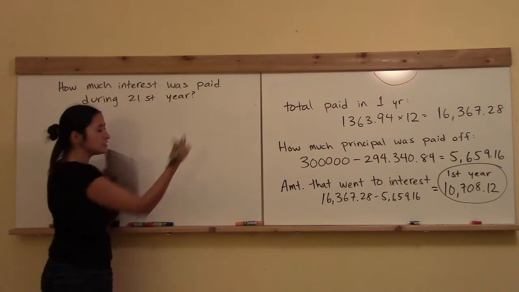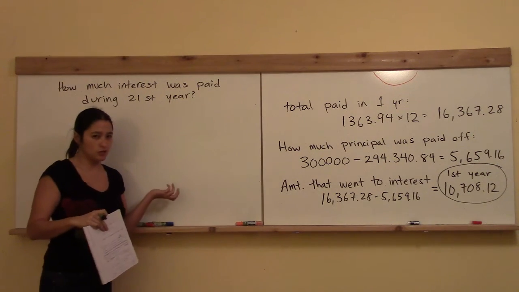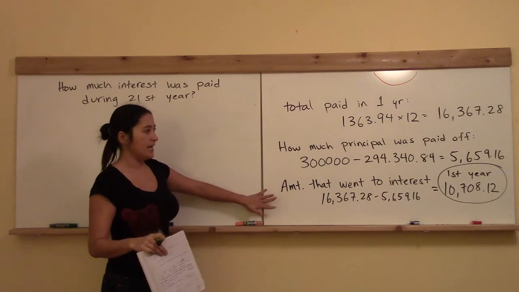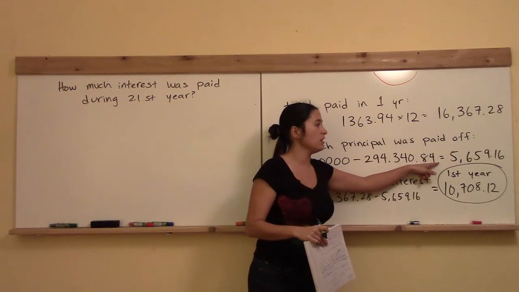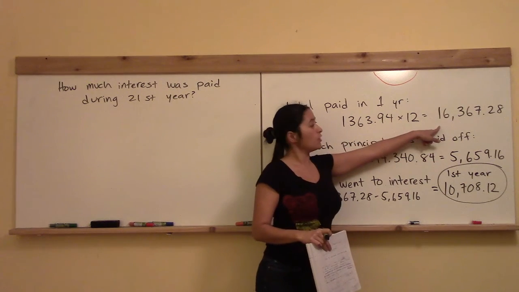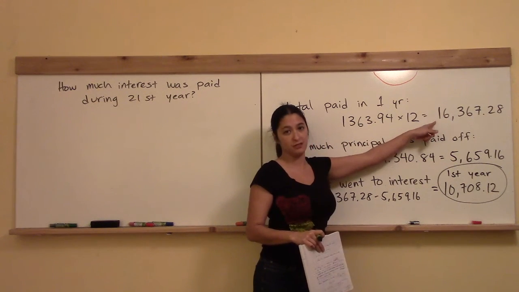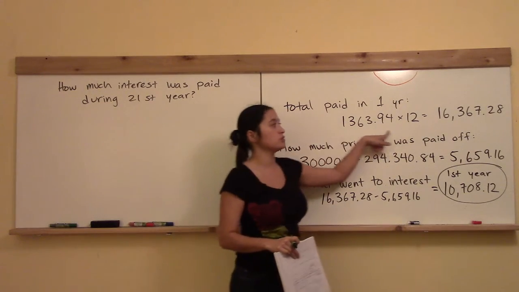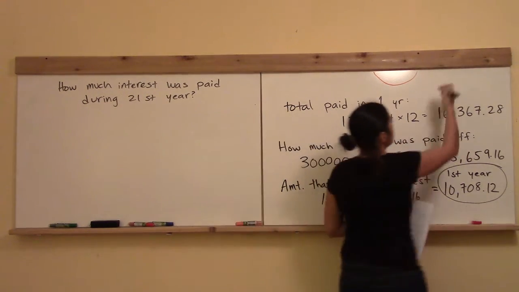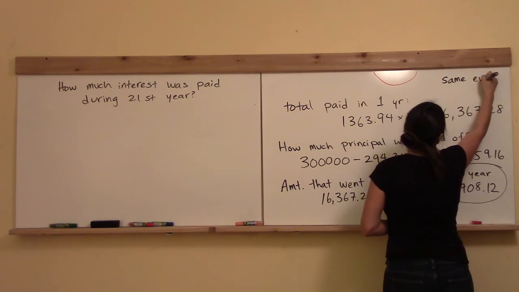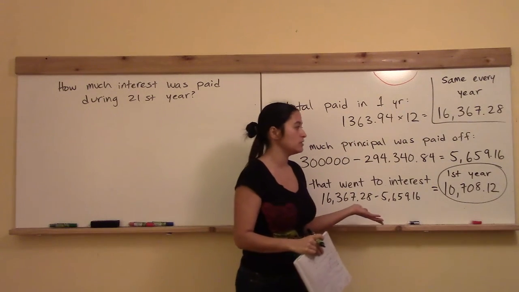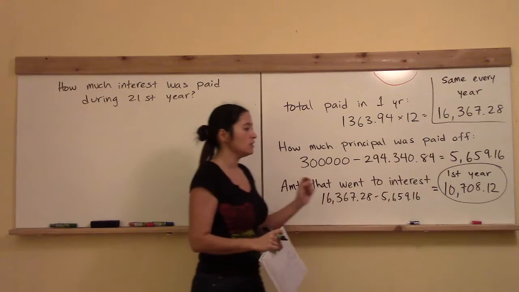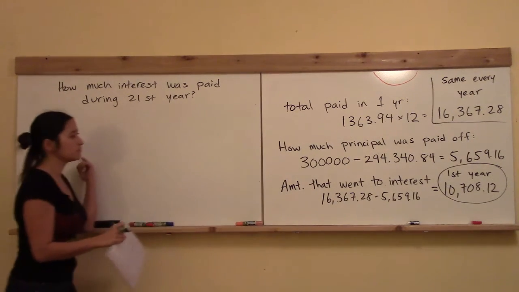You notice that in order to answer the question of how much interest I paid during a given year, I had to first find how much principal was paid during that same year, and then subtract that off from the over $16,000 I'm paying every single year. This amount does not change year to year. I have to make this payment 12 times a year, so every single year I'm paying $16,000. In my first year, $10,000 went towards interest. I wonder about my 21st year.